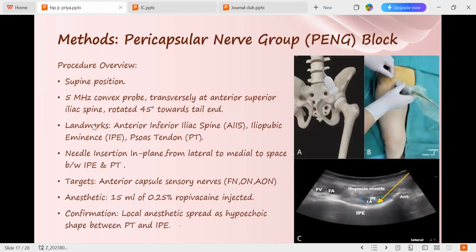So in the PENG group block, they are positioning the patient supine, using a convex probe transversely at the anterior superior iliac spine. They are giving a local anesthetic volume of 15 ml of 0.25 ropivacaine between the psoas tendon and iliopubic eminence, which mainly targets the femoral nerve, obturator nerve, and accessory obturator nerve.